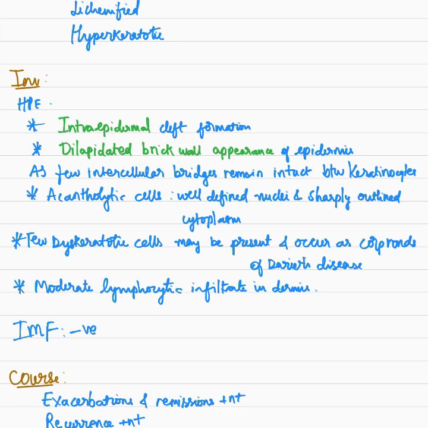The acantholytic cells are well defined, with well defined nuclei and sharply outlined cytoplasm, and there are going to be few dyskeratotic cells in contrast to Darier's disease where there are many dyskeratotic cells. These dyskeratotic cells may be present and may give the appearance of corps ronds seen in Darier's disease. And there is a moderate lymphocytic infiltrate in the dermis. Since there is no autoantibody formation, the immunofluorescence studies are negative.